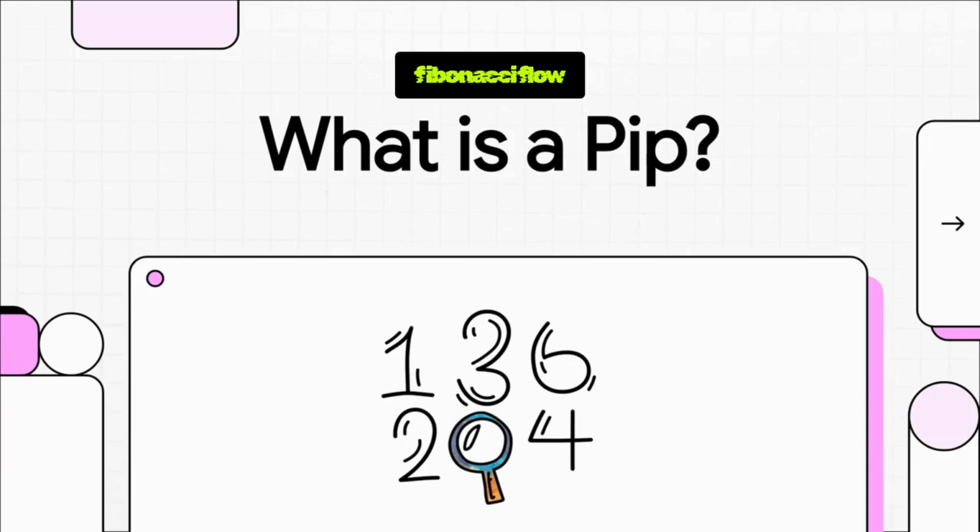So, you're getting into trading, right? And you've probably heard this word pip thrown around all over the place. It sounds so small, maybe even a little insignificant, but trust me, it's one of the most fundamental concepts you need to get. Today, we're going to break down exactly what a pip is and, way more importantly, how this tiny little unit can have a huge impact on your bottom line.